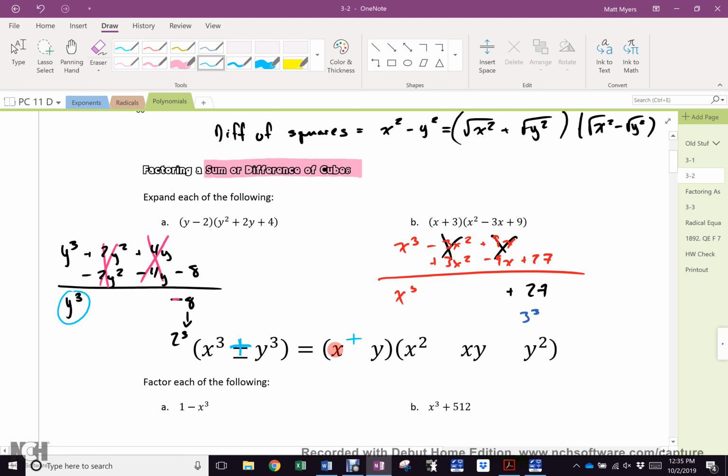Then I take whatever x is and I square it. Because x was x, so I square it. It is x squared. Then I subtract x times y. 3x. 3 and x, right? Then I add y squared. Everybody see? Easy peasy lemon squeezy, yeah?